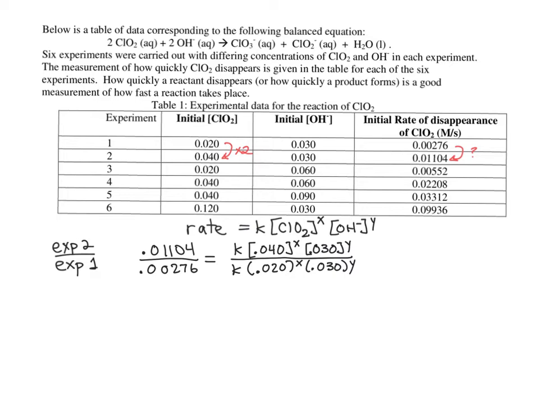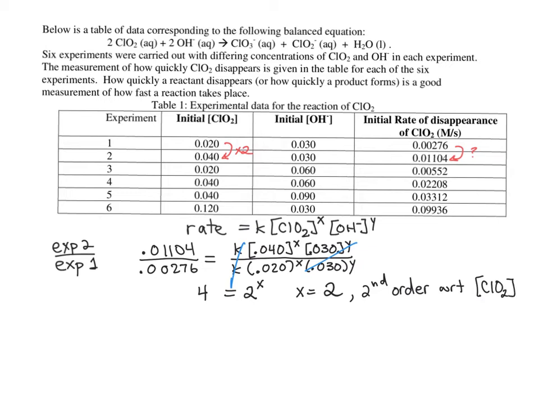So obviously, k and k cancel out, and 0.030 to the y cancels out. So I'm just left with, on the right side, 2 to the x power. And on the left side, when I divide 0.01104 by 0.00276, I get 4. And so we're trying to figure out 2 to what power gives 4. Well, that means x must be equal to 2. And this reaction is second order with respect to the concentration of ClO2.